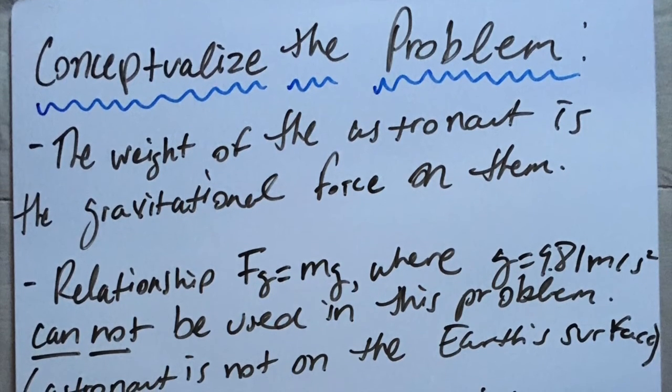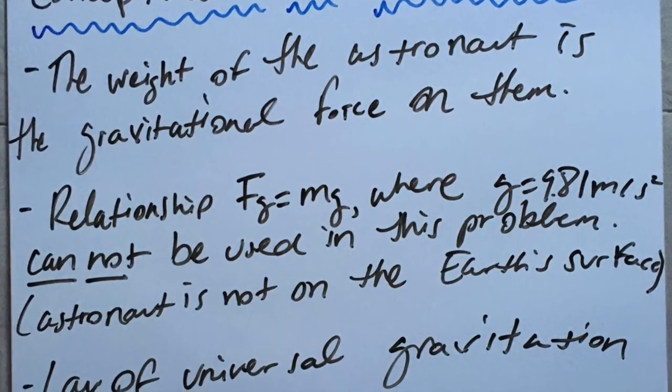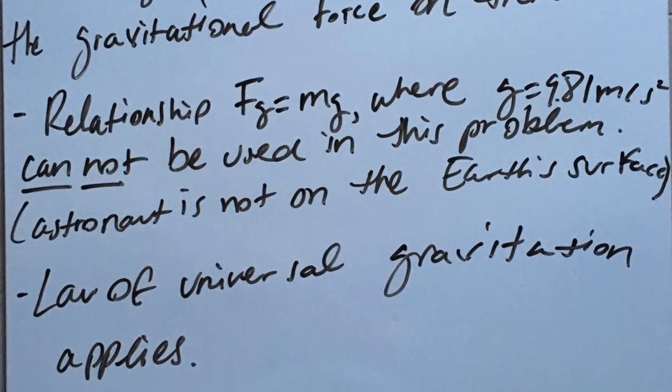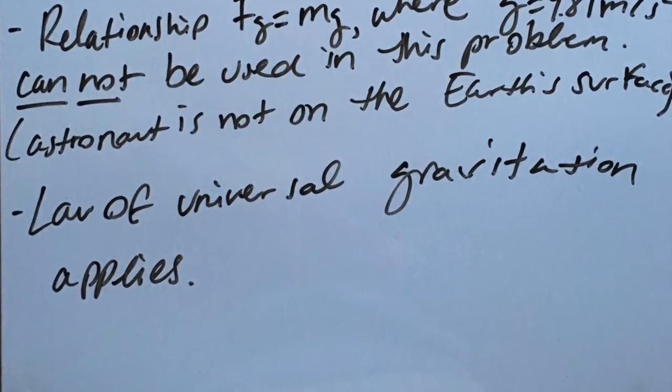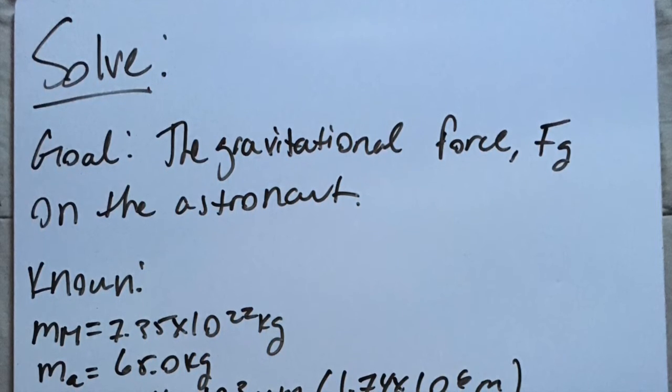You need to conceptualize the problem first. The weight of the astronaut is the gravitational force on them. The relationship Fg equals mg, where g equals 9.81 meters per second squared, cannot be used in this problem. The law of universal gravitation applies to this problem. You can now identify the variables and the constants.